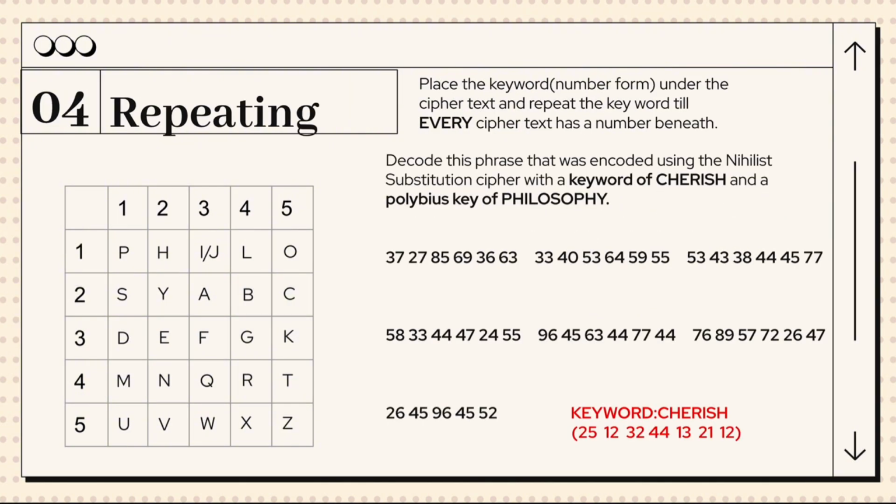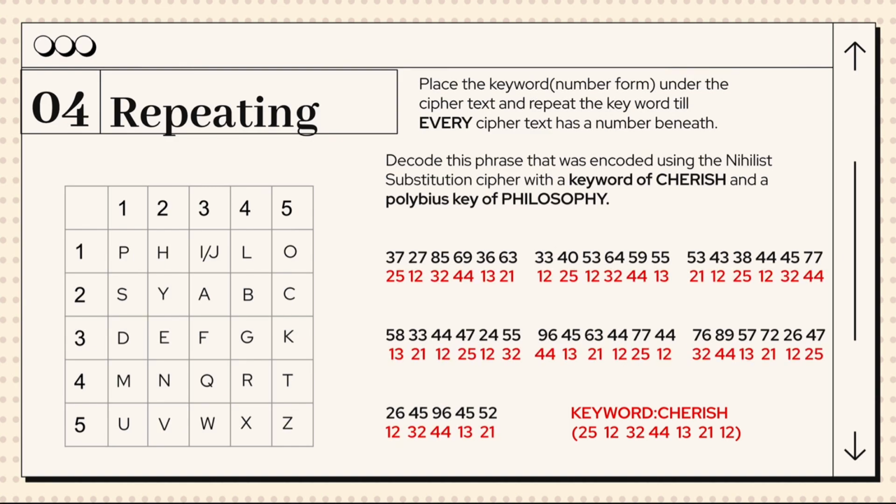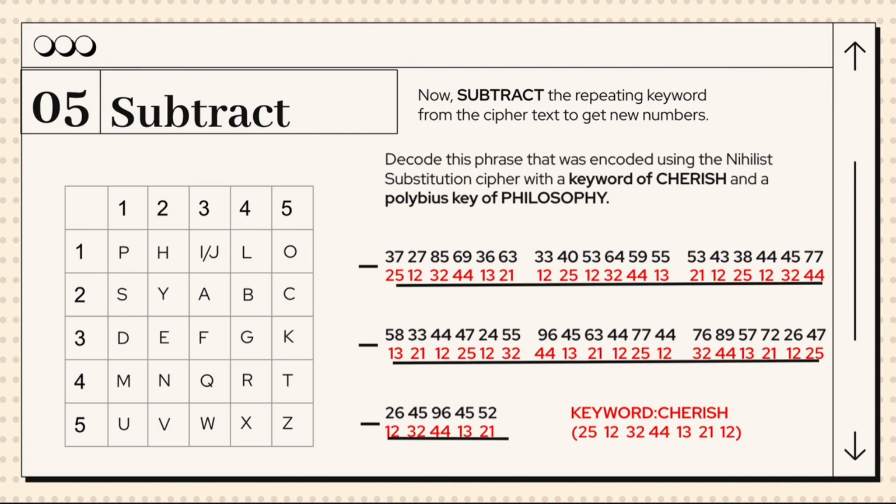After doing that, we're going to place the keyword numbers that we just got under the numbers that we have from the question. And you're going to repeat it all the way until the end so that every number has a keyword number underneath, just like this. You want to make sure it repeats in order. So if you can see, it's 25, 12, 32, 44, 13, 21, 12, and then it goes back to 25, and it repeats all the way to the end. After placing all the numbers, now we're going to subtract them.